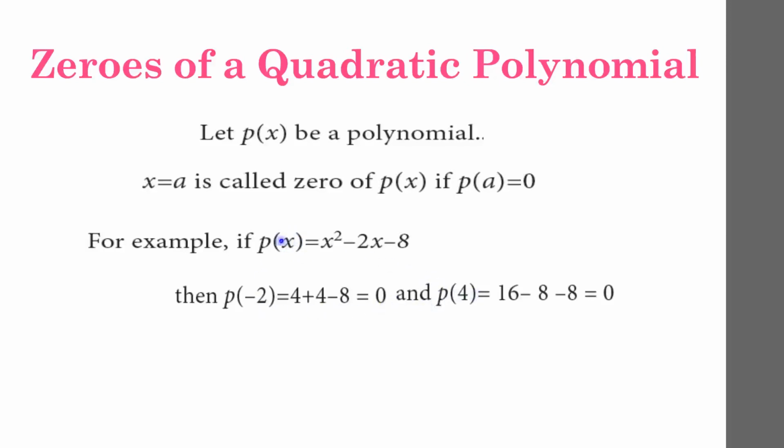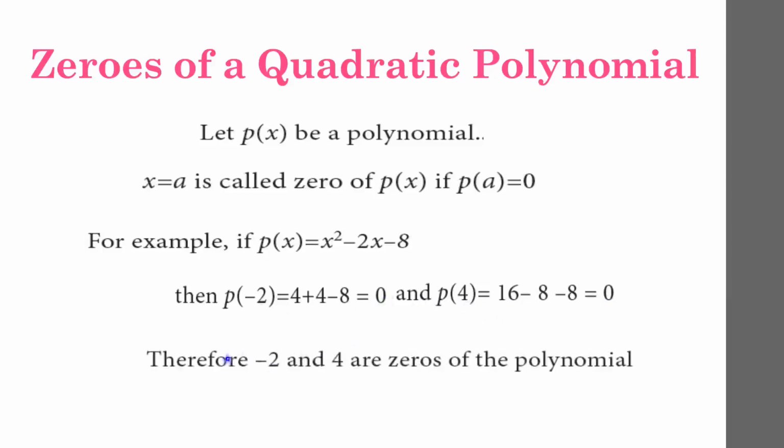Similarly, if you replace this x with 4, at that time also, 4² means 16. Then −2 into 4 means −8. So 16 minus 8 means 8, 8 minus 8 means 0. So if you substitute −2 and 4, we will get the polynomial answer as 0. Therefore, this −2 and this 4 are zeros of the polynomial.